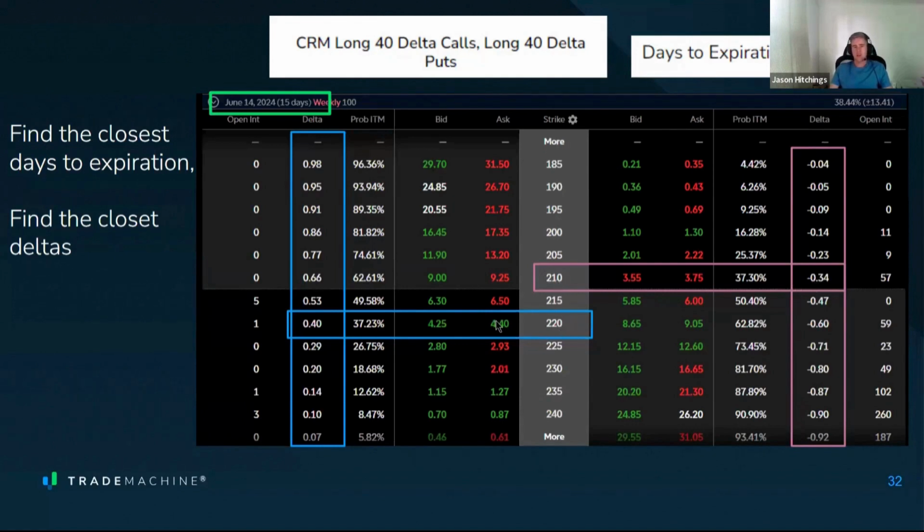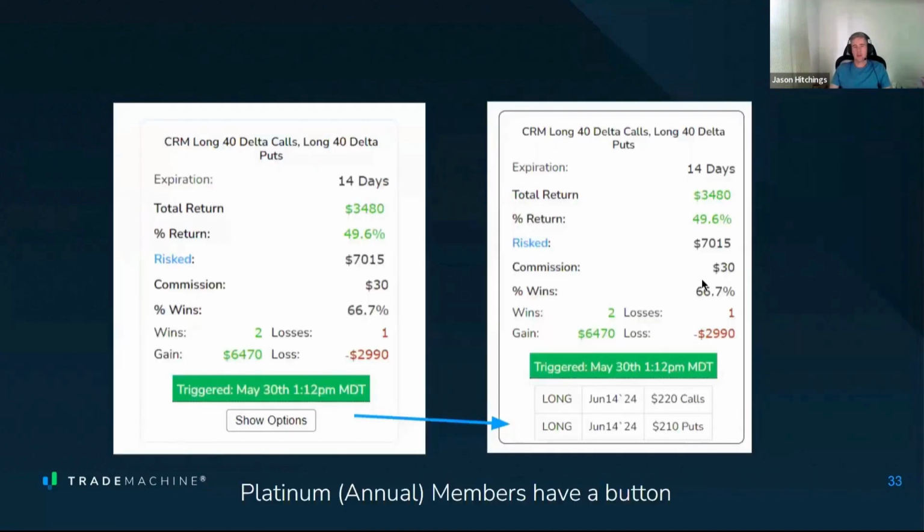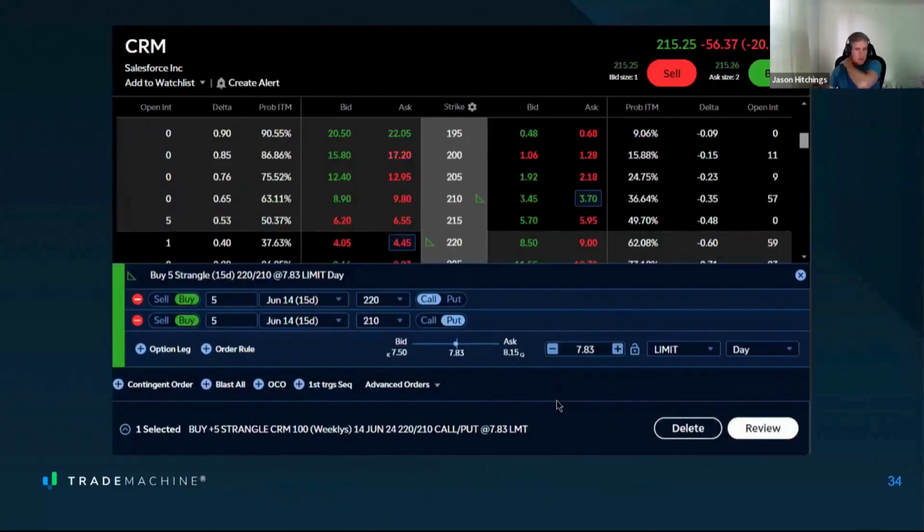And then in the web version, you just click the ask on both, and it will pop up the order ticket. As I mentioned, for annual users, you can save a step and just click the show options. That'll pull up your order ticket. It defaulted to 10. I changed it to 5 contracts each, which gave me about a $4,000 position. It priced it, when you do a complex multi-leg order like this, near the mid-price execution. So I was fine with that.